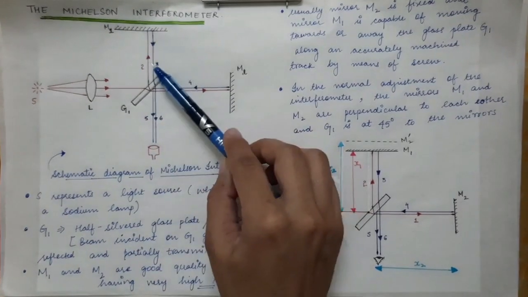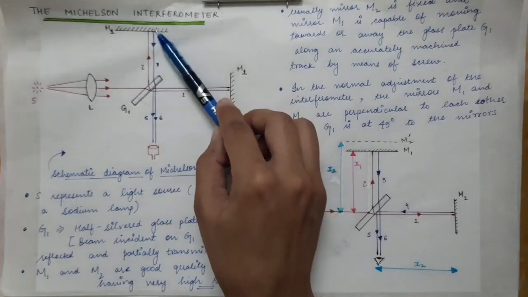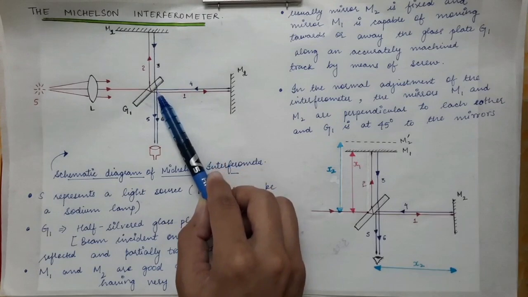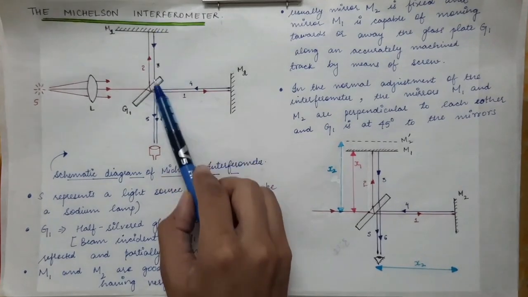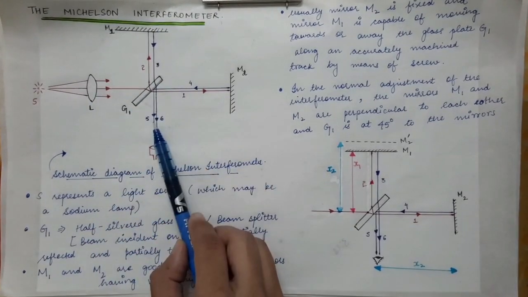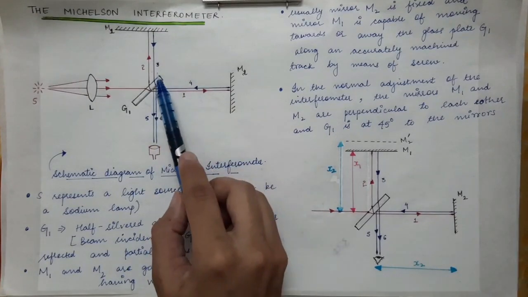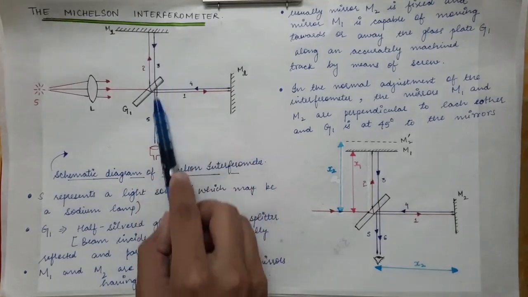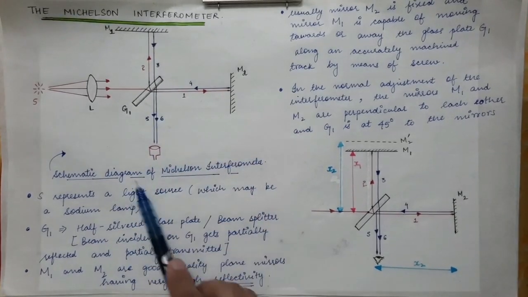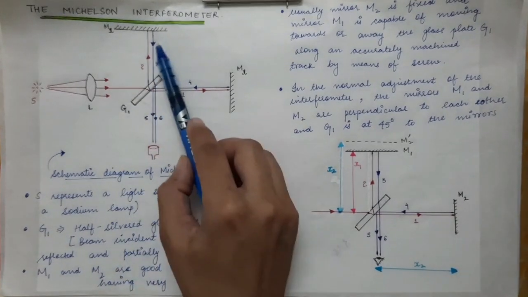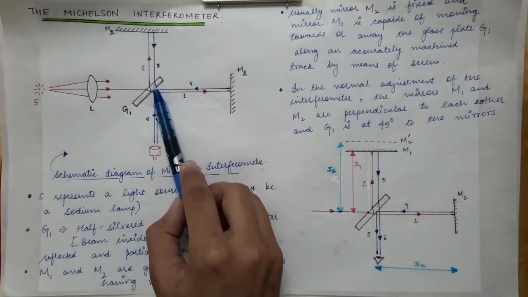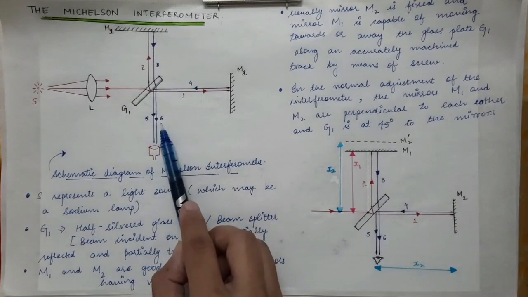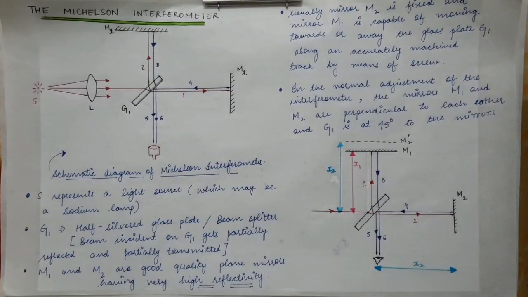Now ray 3, which got reflected from the mirror M1, will get transmitted through this glass plate. This ray will also get reflected as well as transmitted, but the only ray important to us here is the transmitted ray, the one going in the downward direction and reaching the eyepiece. So ray 3 will be transmitted through the glass plate and reach the eyepiece, and that ray is represented by ray 6.